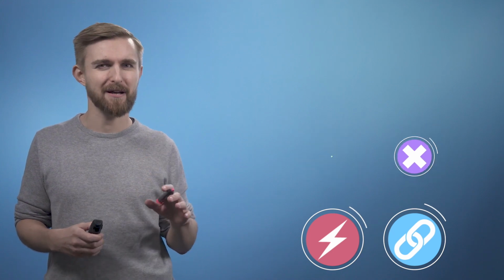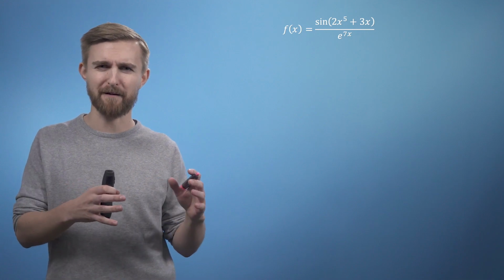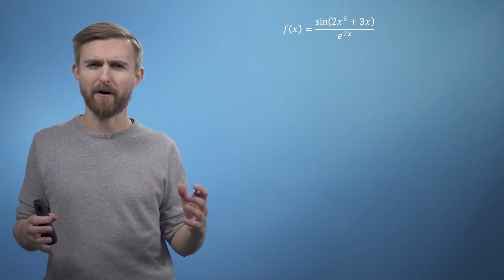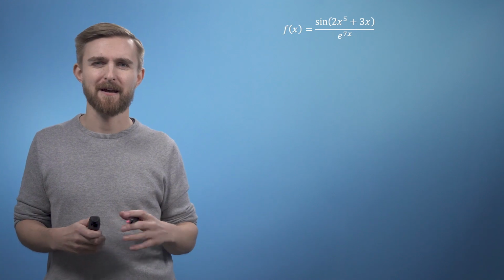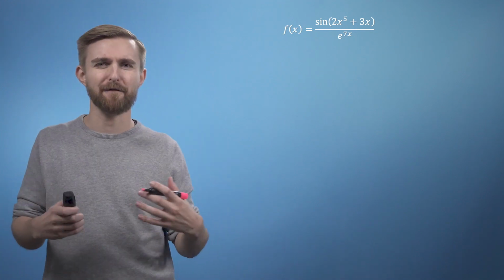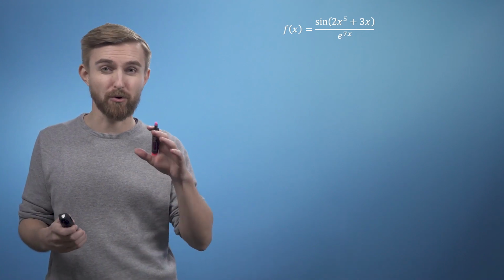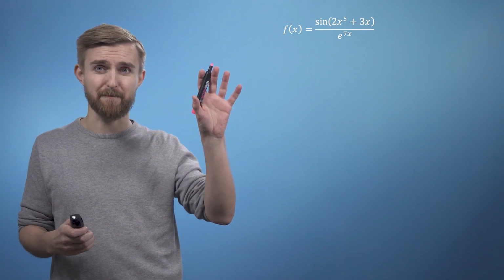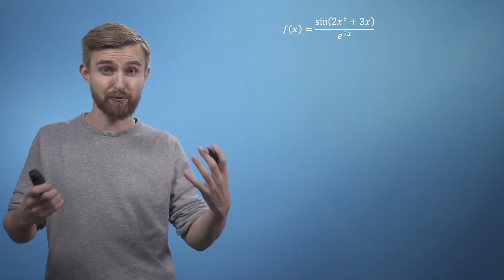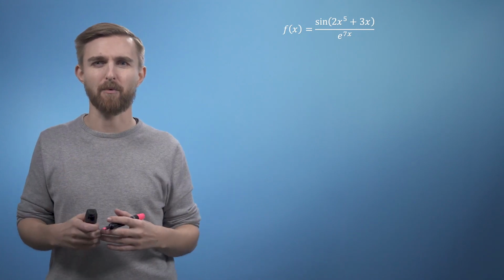Consider the rather nasty function f of x equals sine of 2x to the power of 5 plus 3x, all over e to the 7x. The essence of the sum, product, and chain rules are all about breaking your function down into manageable pieces. So the first thing to spot is that although it is currently expressed as a fraction, we can rewrite f of x as a product by moving the denominator up and raising it to the power of -1.